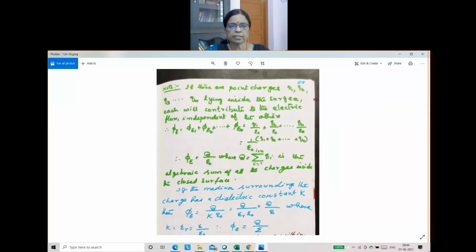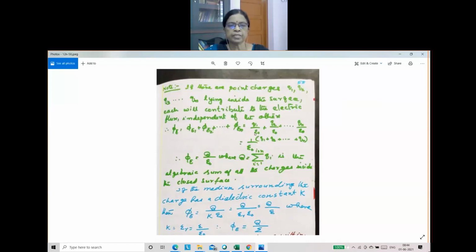If there are point charges Q1, Q2, Q3, etc. lying inside the surface, each will contribute to the electric flux. So in our last case, we saw only one charge, so we wrote Q by epsilon 0. Instead of one charge, if so many charges are there, all the charges will contribute electric flux. So the total flux will be the flux due to the first charge, the second charge, and so on.